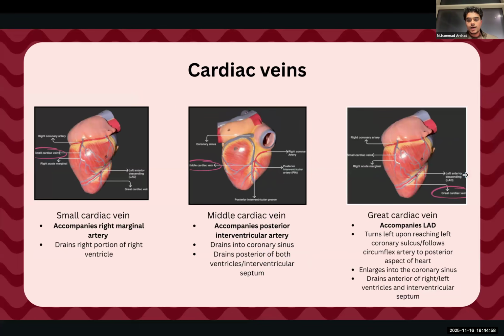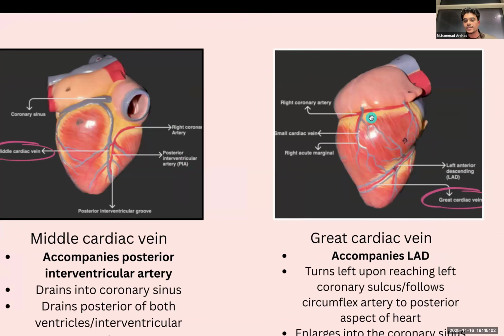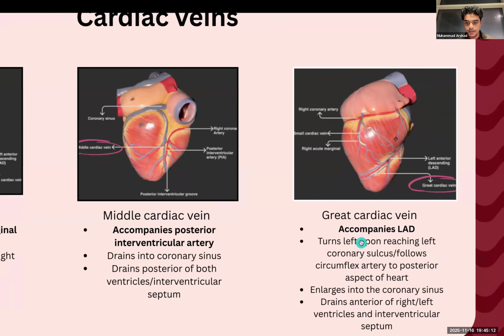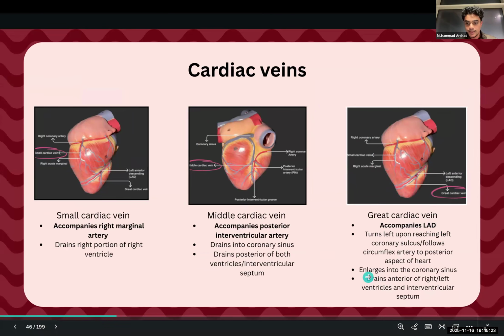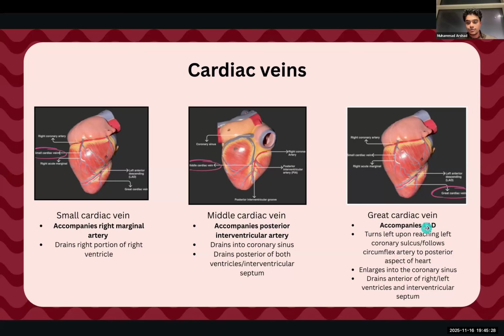Okay. After that, we have the great cardiac vein. So the great cardiac vein is present anteriorly, and it accompanies the left anterior descending artery, or the LAD, right? It accompanies the LAD, but then it turns left upon reaching the left coronary sulcus, and it follows the circumflex artery to the posterior aspect of the heart, okay? And it enlarges into the coronary sinus again, so it's going to be draining directly into the right atrium, and it drains the anterior of the right and left ventricles and the interventricular septum.